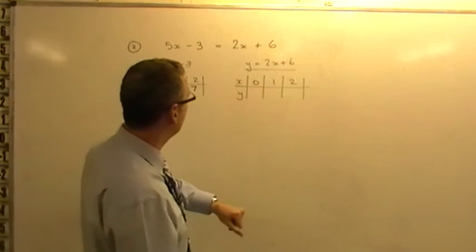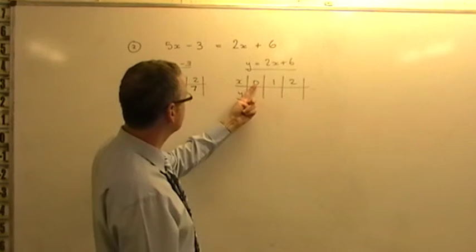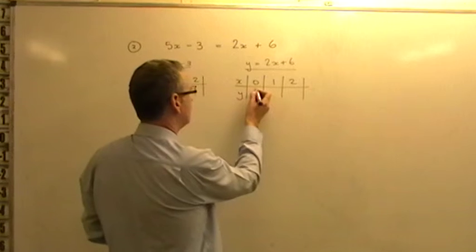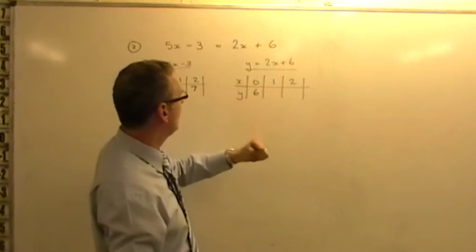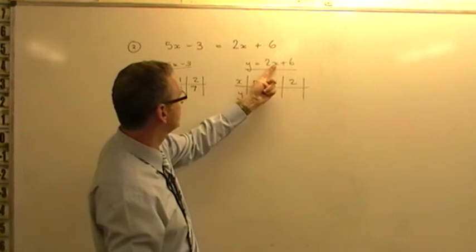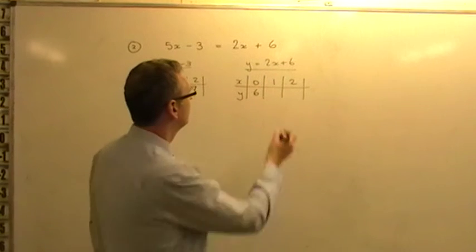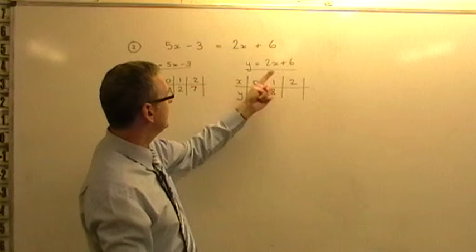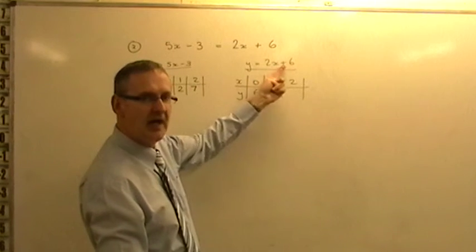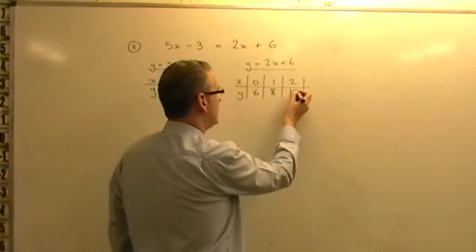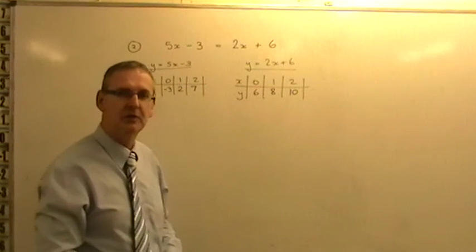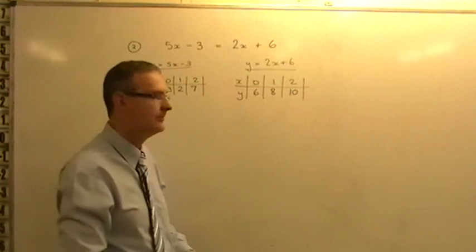Do the same thing for the other straight line. If x is 0, y will be 2 noughts are 0, add 6, that's 6. If x is 1, y will be 2 ones are 2, add 6, that's 8. And if x is 2, y will be 2 twos are 4, add 6, that's 10. So this is just a little bit of very simple table of values work for two easy straight lines.